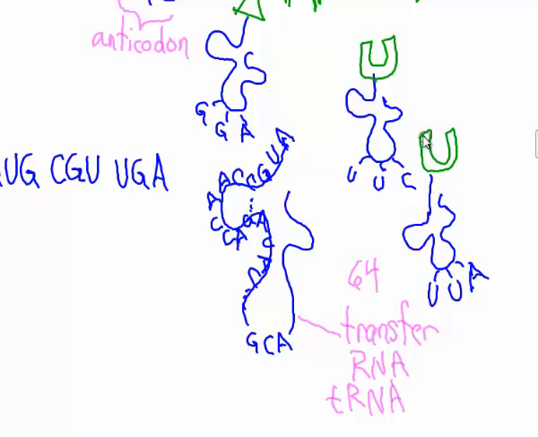But because there's 64 kinds of transfer RNAs and only 20 kinds of amino acids, there's going to be some redundancy. So more than one kind of transfer RNA can transport the same kind of amino acid.